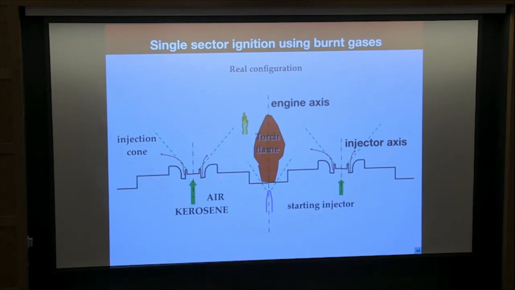So the question is, to have combustion, remember, you need fuel and air and a high temperature. For the moment, they are separated. You have the air and the fuel here. You have the flame here. You would tell me, why don't you inject the hot gases here?